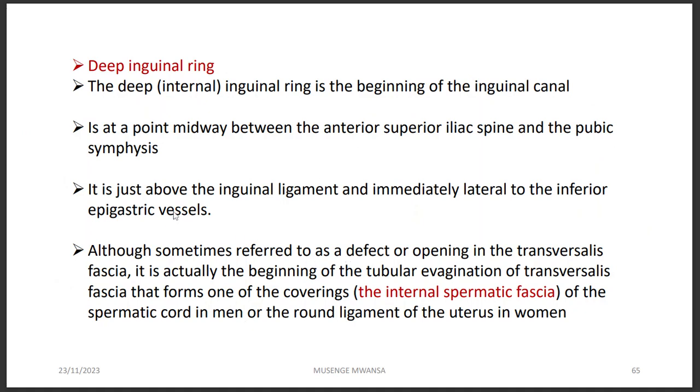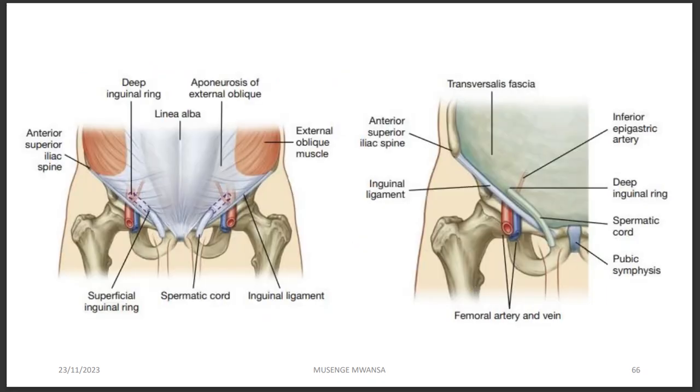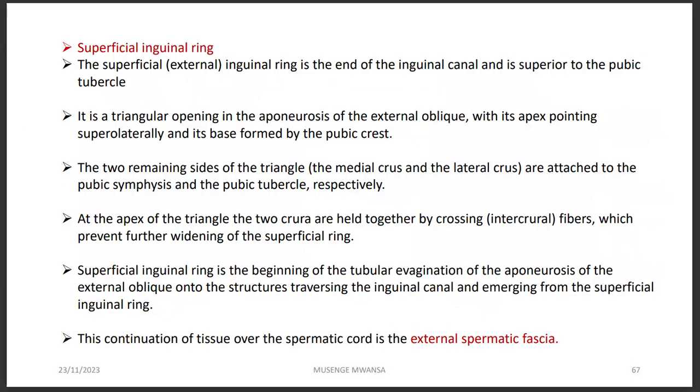Although sometimes referred to as a defect or opening in the transversalis fascia, it is the beginning of the tubular invagination of the transversalis fascia that forms one of the coverings. So this same deep inguinal ring we are talking about forms one of the coverings, the internal spermatic fascia of the spermatic cord in men and the round ligament of the uterus in women. I'll describe that statement well. I know you might not get it very much now.